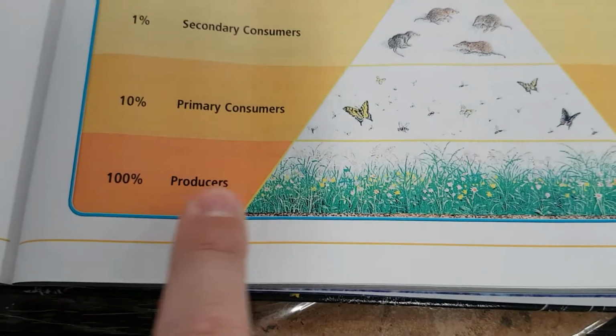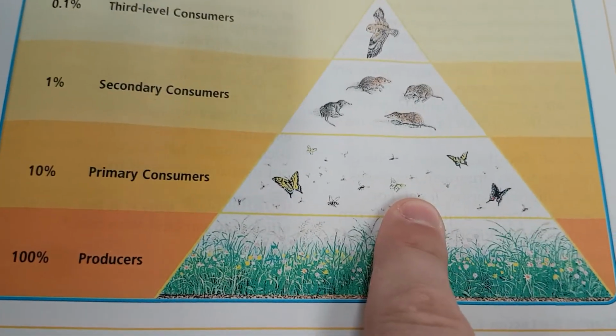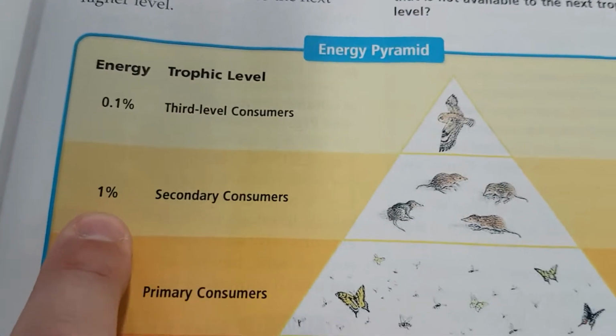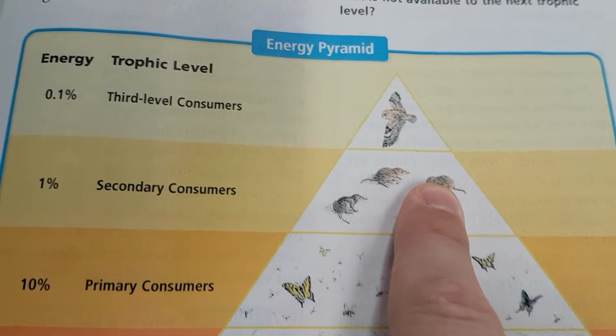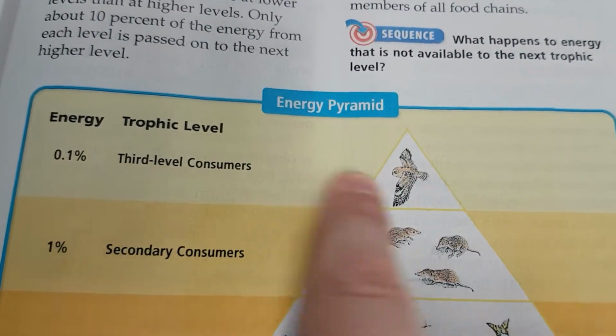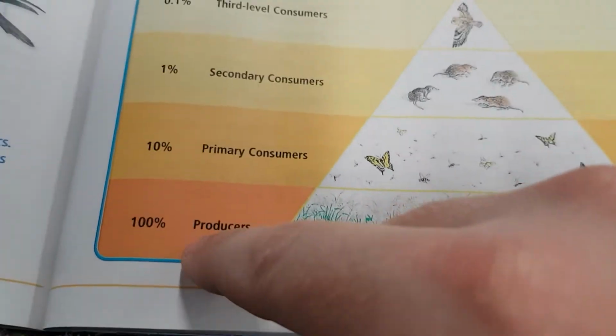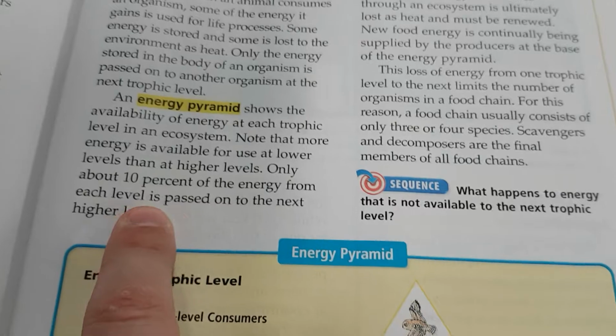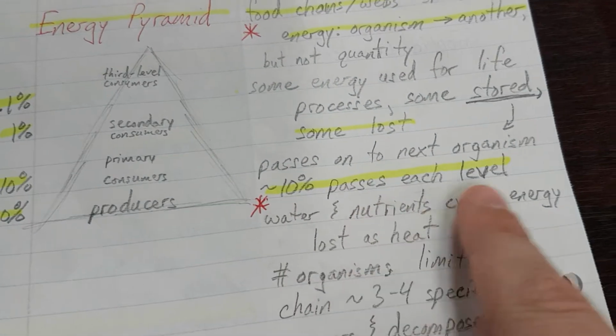So if you take 100% of the energy at the producer level, only 10% goes up to the primary consumer level. 10% of that, or 1% total, is at the next level. And then 10% of that, or 0.1%, a tenth of a percent, is at this top level. Notice that it's a tenth smaller every time. Only about 10% of the energy from each level is passed on to the next higher level.